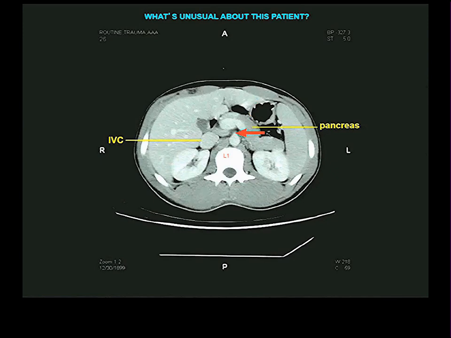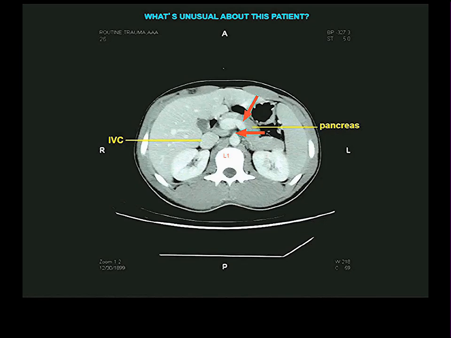Here must be the SMA. Now, why did I call that the SMA? Just from that, only that all by itself. Why did I call that the SMA? It's an absolute classic relationship. Because it's emerging right at the pancreas? Because it's emerging not at the head of the pancreas.